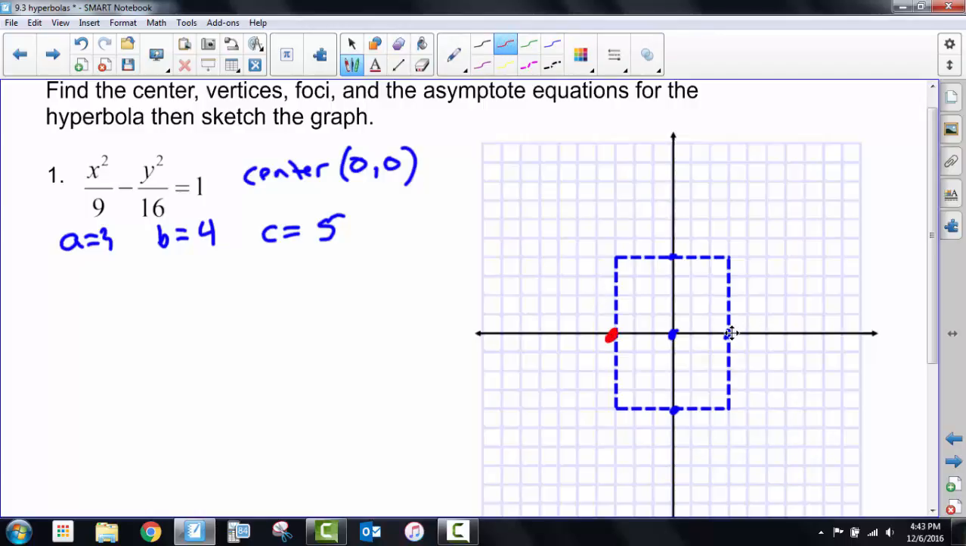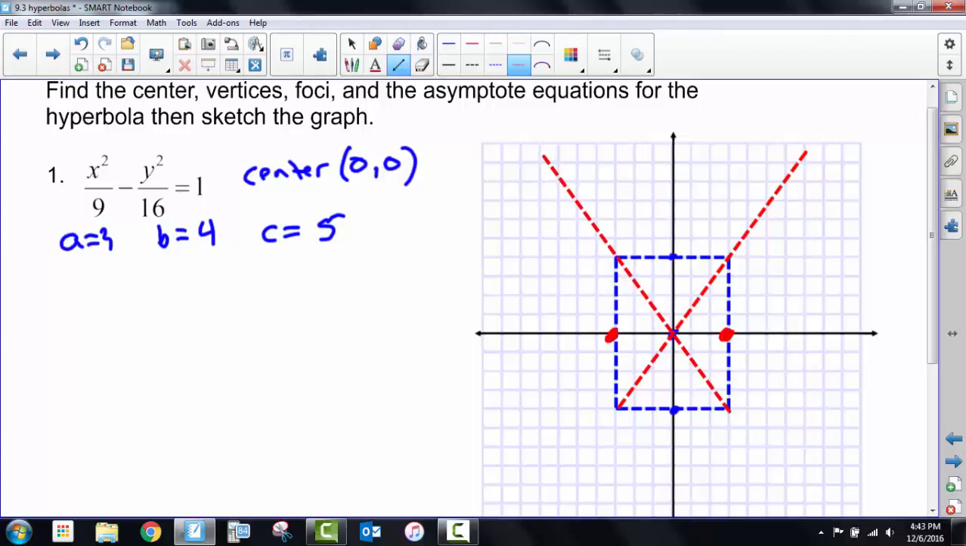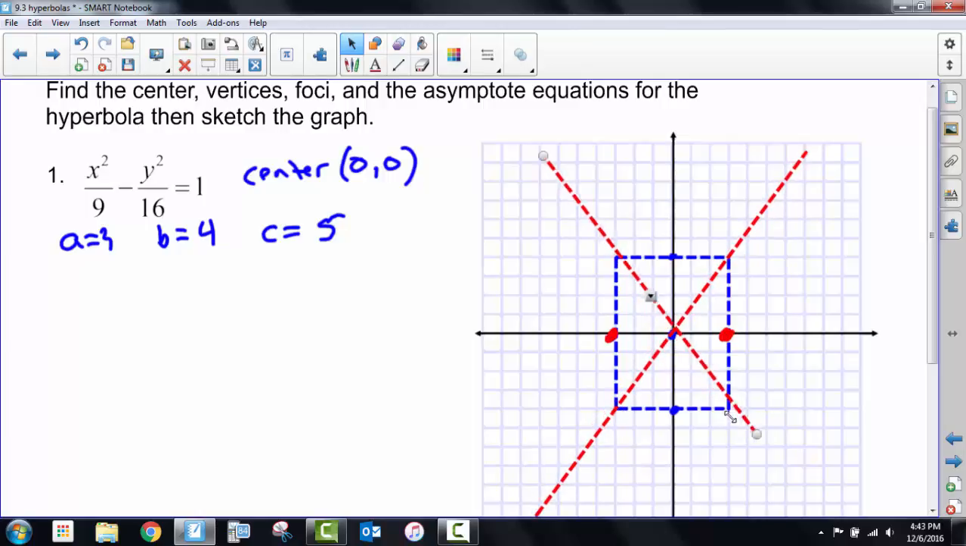One, it helps us to see where the vertices are. I'm marking the vertices in red now. I know that they're on the left and right because this thing is x minus y. It has to be horizontal. Here's another thing. If you draw the diagonals of these rectangles and extend them in both directions, these are the asymptotes for the graph. Okay, so this is pretty cool stuff.